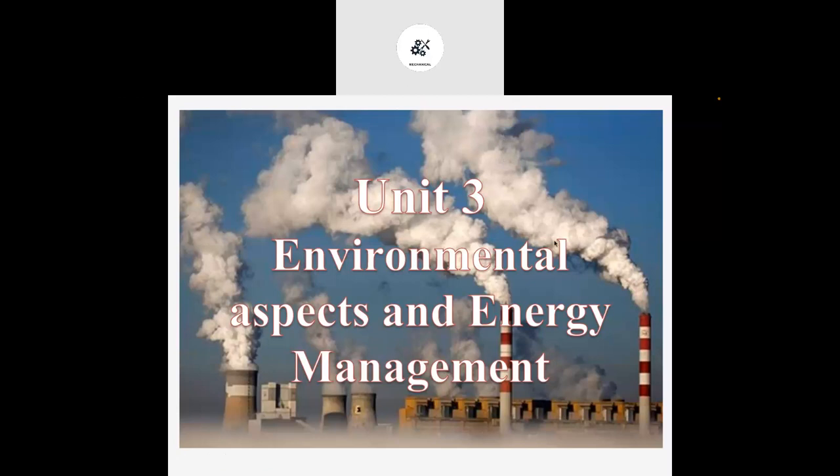Is the power plant economical? What will be the cost related to electricity generation? We also saw the different tariff methods and how to calculate the energy cost per unit. That we saw in unit number two, which basically concentrates on the economic analysis of the power plant. In unit number three, we are going to concentrate on the environmental aspects related to the power plant and energy management.